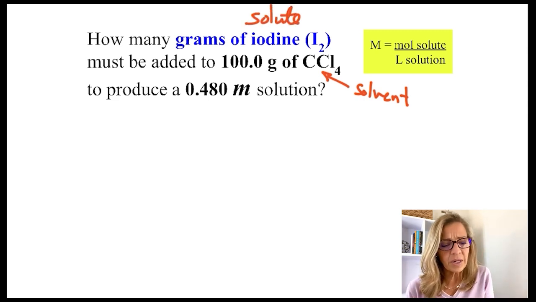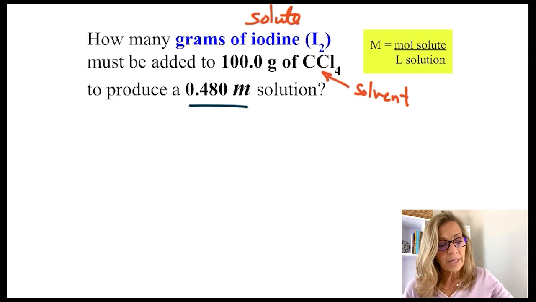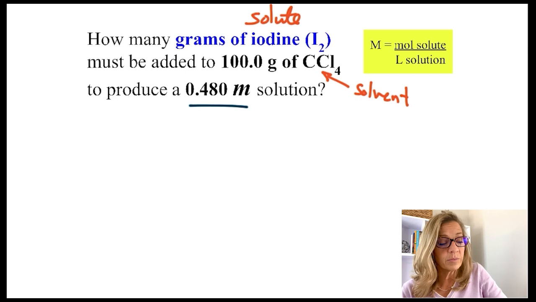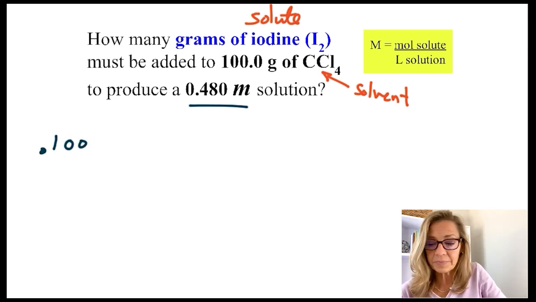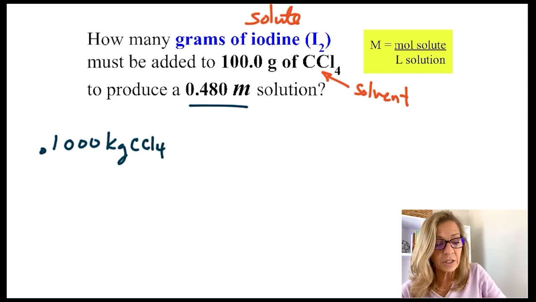Okay, so this time we know the molality of the solution, and we're trying to figure out how much solvent we put into this. So what I'd like to do is start with the solute. So I've got 100 grams. Let's convert that to kilograms. So 0.1, a whole bunch of zeros, kilograms of CCl4. And then I know the concentration is 0.480.